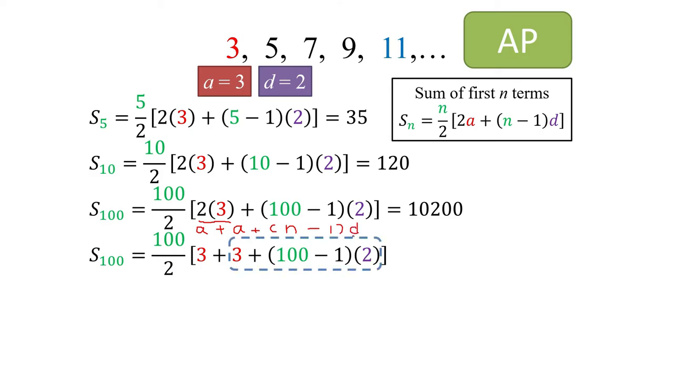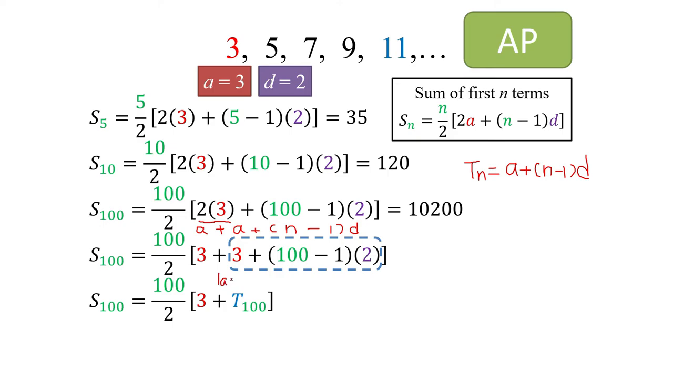Look at this one. What can you see here? 3 plus 100 minus 1 times 2. What is that? The formula. A plus n minus 1 d. Yes, the formula of Tn is inside the formula of Sn. So I can also write it as 100 over 2 times 3 plus T100. So which means that is the last term of these progressions. We understand it as Tn, but in the formula we label it as L.